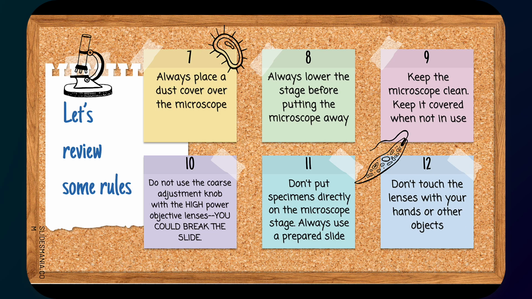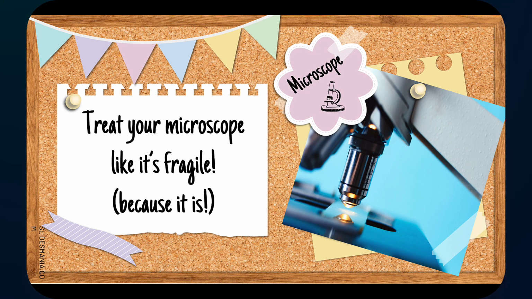And number 12, don't touch the lenses with your hands or anything else. If you touch them with your hands, you could get fingerprints on them that will interfere with you being able to see your specimen. Lastly, treat your microscope like it's fragile, because it is fragile.